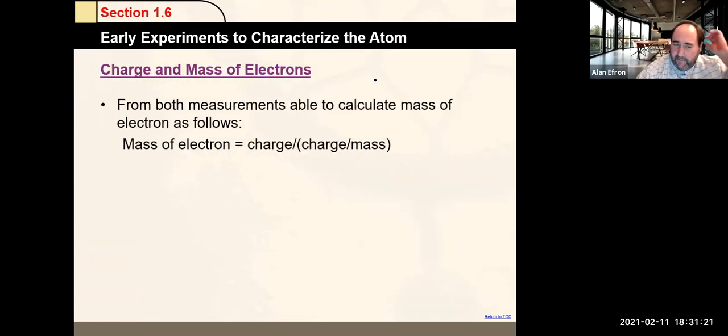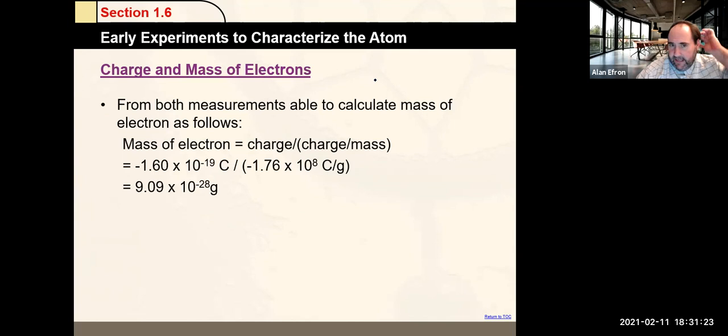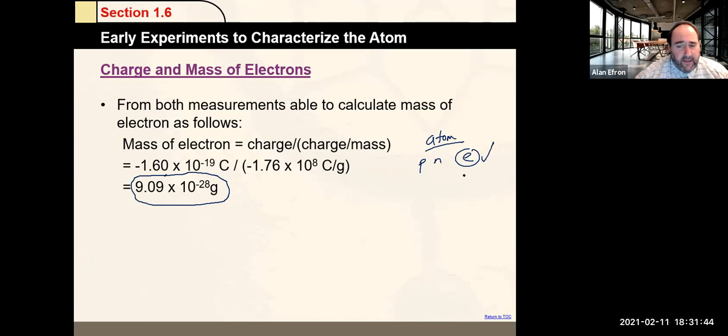So again, if you take both of those numbers together and do the calculation, you see that the mass of an electron is 9.09 times 10 to the minus 28 grams. Now we really have some good understanding about our atom and one of its subatomic particles, which is our electron, alongside the proton and neutron. We definitely know from these experiments it's negative. We also now know the mass of it, which is 9.09 times 10 to the minus 28.